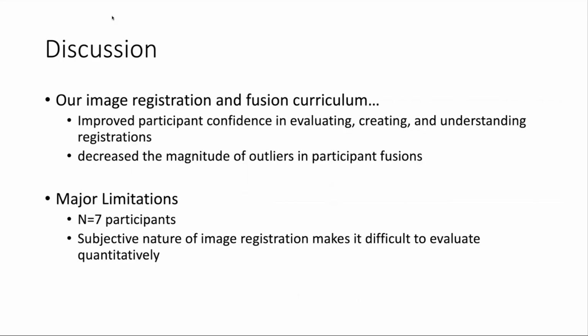So, discussion: our image registration fusion curriculum achieved its goal of improving participant confidence in evaluating, creating, and understanding registrations, and also decreased the magnitude of outliers in participant fusions. Major limitations, obviously, this is a very small single institution study, and the subjective nature of image registration does make it difficult to evaluate quantitatively. There is no true gold standard fusion for any specific case.